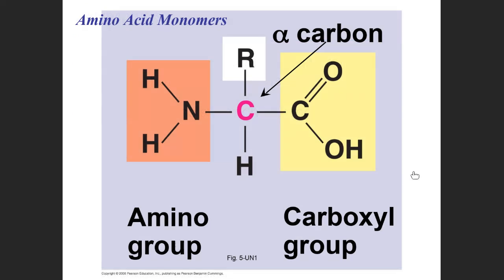So an amino acid has an amino group and a carboxyl group. In between is a carbon, which is bonded to a hydrogen and then another R group, right? So it's bonded to something else. But this is the overall structure for amino acids.